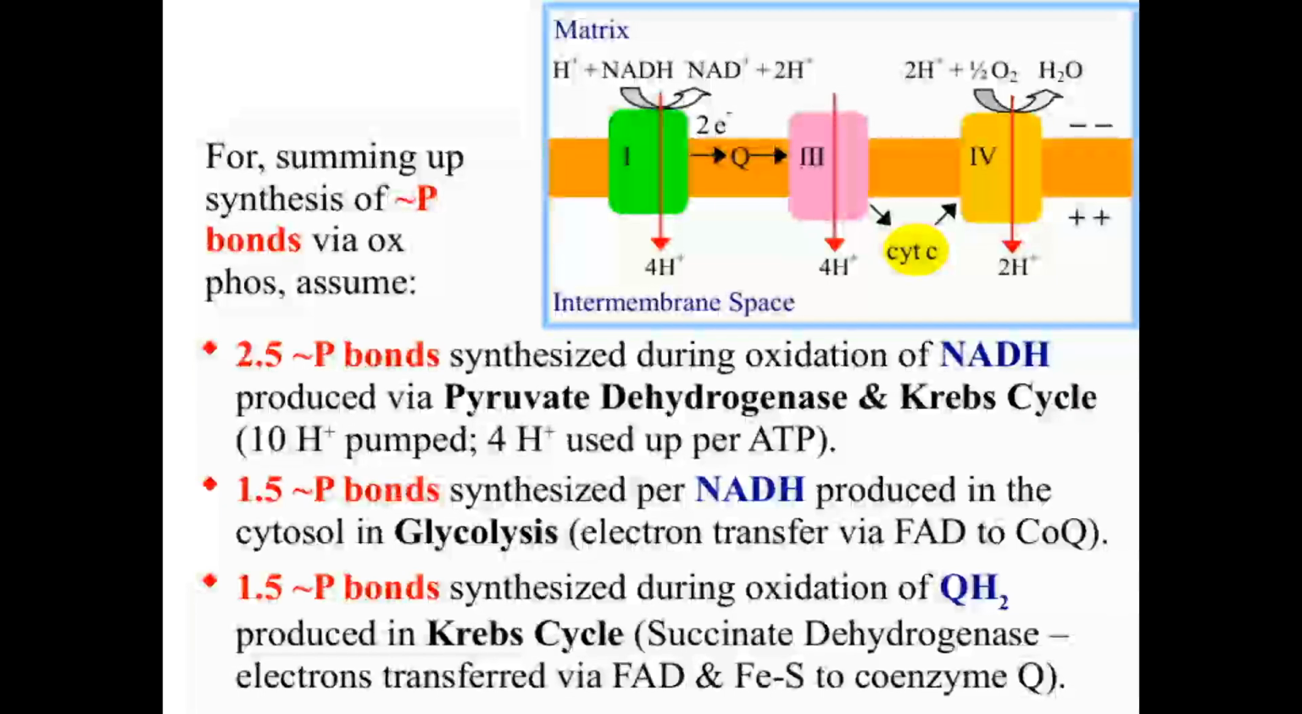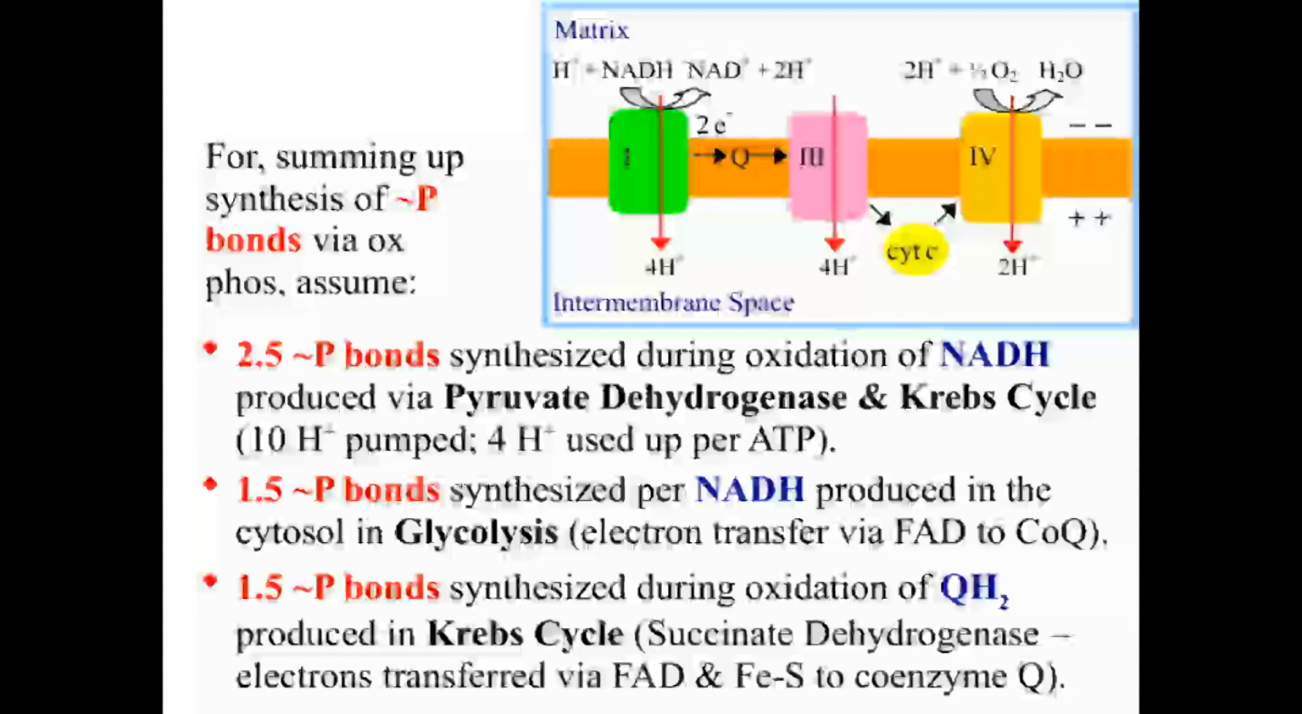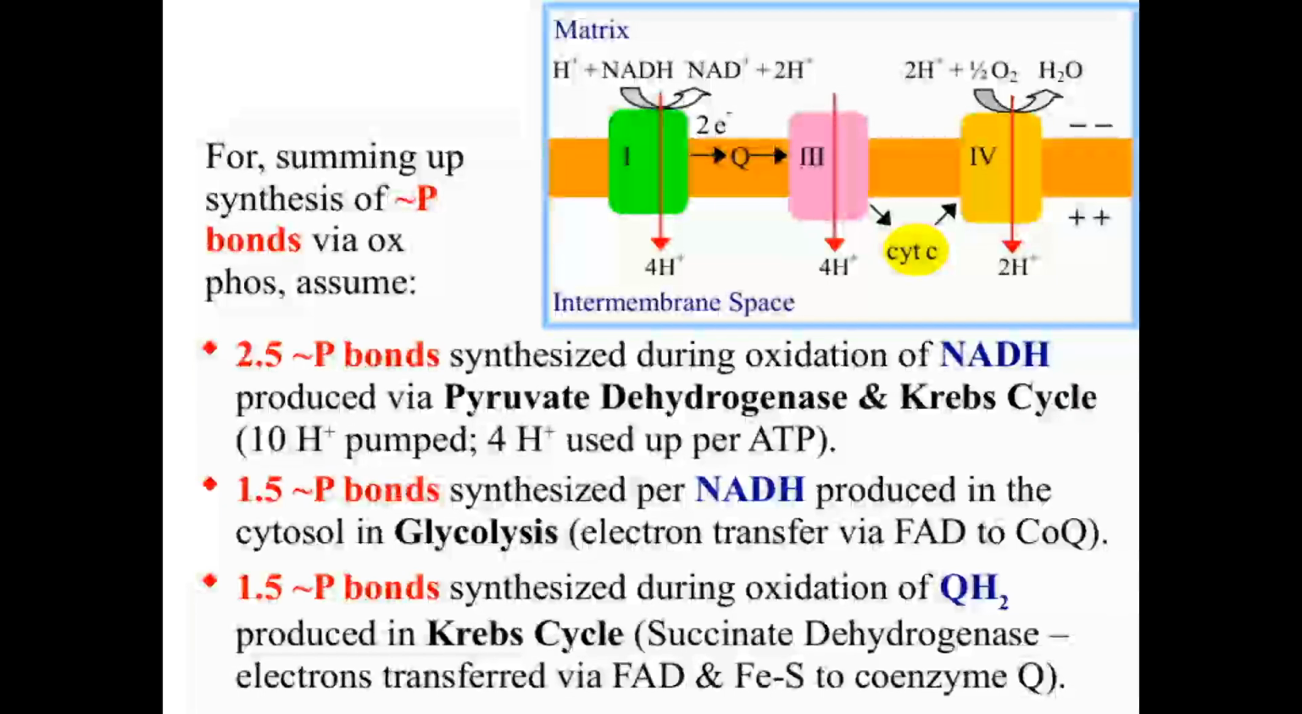Here, electrons are transferred via FAD and iron-sulfur clusters to coenzyme Q, completing part of the electron flow in the chain. Connecting all these points, the overall theme is how different pathways and electron donors contribute to the synthesis of ATP, emphasizing the efficiency and interconnectedness of cellular respiration. The key takeaway is that multiple sources, NADH from both mitochondrial and cytosolic origins, and QH2, feed electrons into the electron transport chain, ultimately driving the production of ATP through proton pumping.